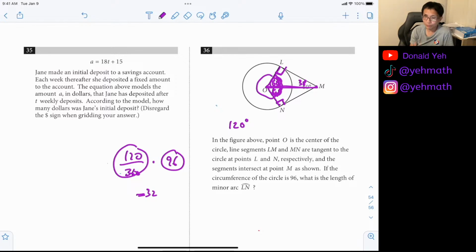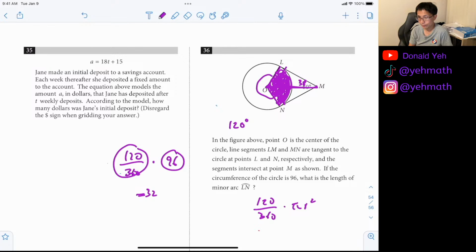And if I want to find, let's say, this area right here, let's say today I say, hey, can you find this area? Then you know it is 120 slices out of 360 slices times pi r squared. Whatever that r is, we don't know the r. Here it's not given. Oh, actually it is given.